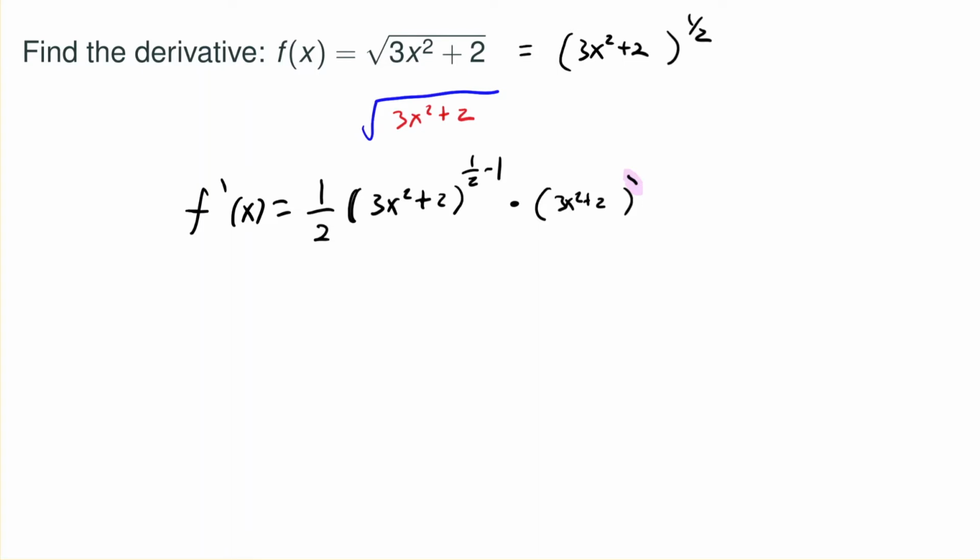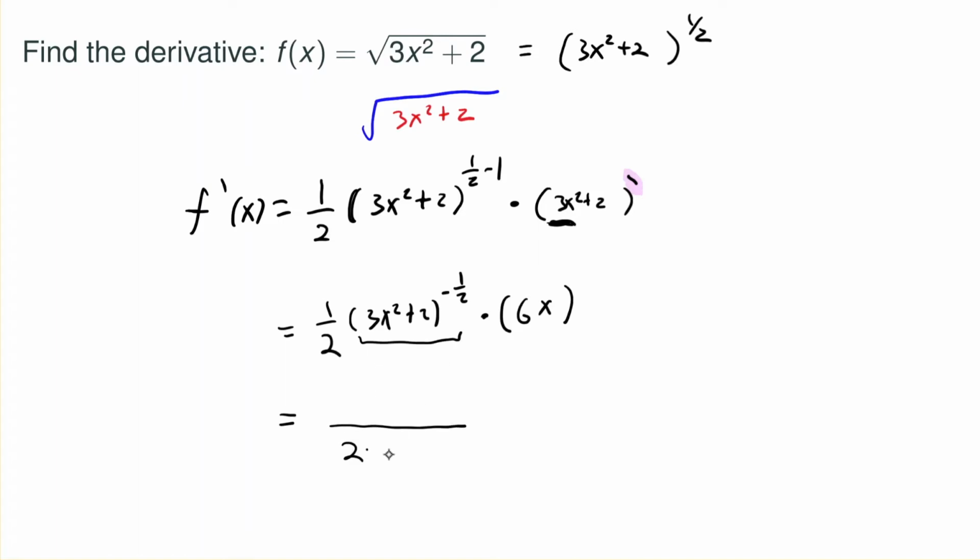Okay. So then next line, we get 1 over 2 times 3x squared plus 2 to the negative half power, since 1 over 2 minus 1 is negative half. Multiply by this, which gives us, by the power rule, 6x, and the derivative of 2 is 0. So when we simplify, the 2 can come down to the denominator with the half power, so we'll get 3x squared plus 2. And here's 1 times 6x.